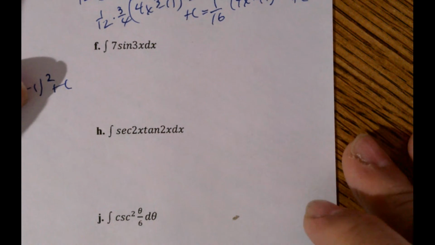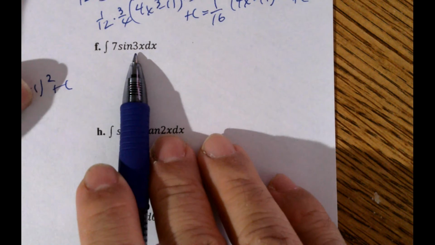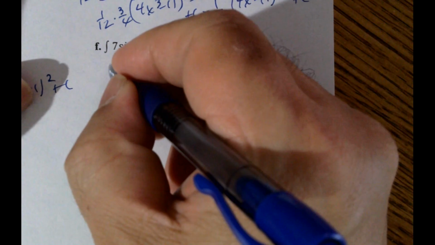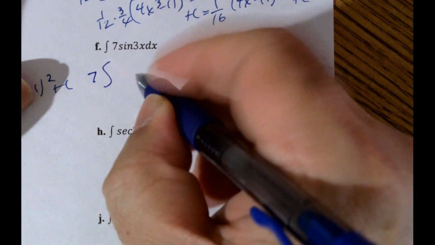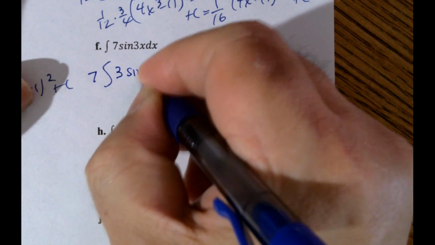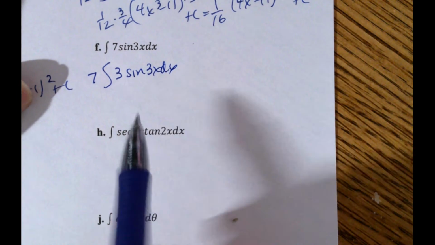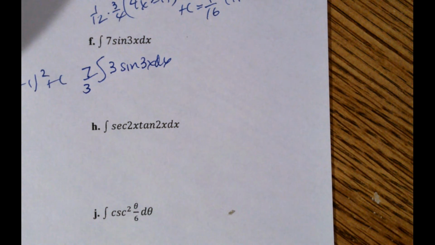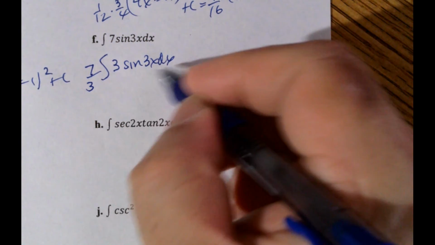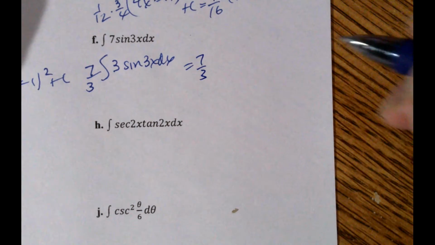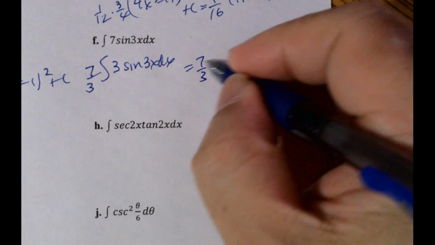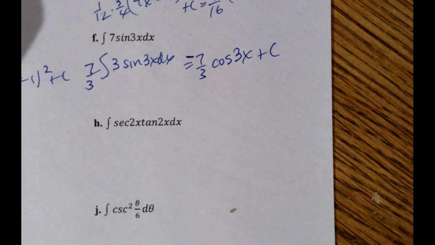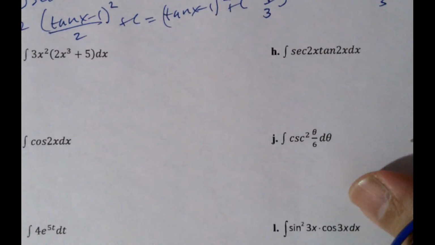7 sine 3x. So what's the derivative of 3x? The derivative of 3x is 3. That's not a 3. So what I'm going to do is rewrite this. Put the 7 on the outside. Put the 3 that I need. But when I put the 3 that I need, I have to compensate for that 3 by dividing by 3. All right. So now I have the pattern. So that becomes 7/3. The integral of sine is negative cosine. So it's negative cosine 3x plus c. That's it.